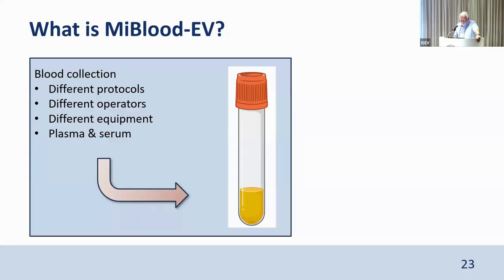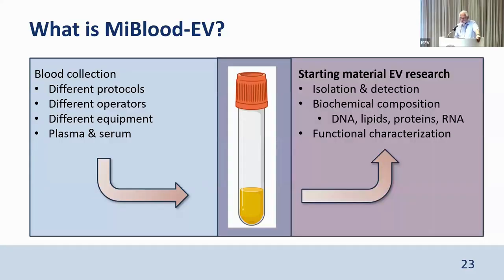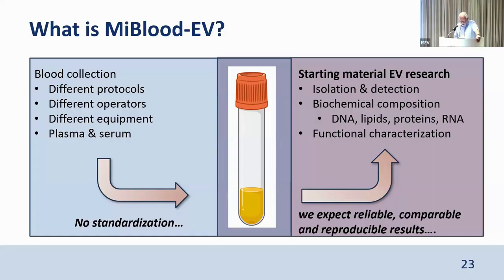At the same time, the same tube of plasma or serum is the starting point for your EV research. So you start to isolate and detect vesicles, you look at the biochemical composition of vesicles, and you try to functionally characterize these vesicles. So, as I hope I showed you on the left, we have completely no standardization. Then we all try to detect a very small fraction present in a very complex fluid, and then we all expect reliable, comparable, and reproducible results, which often is not the case.